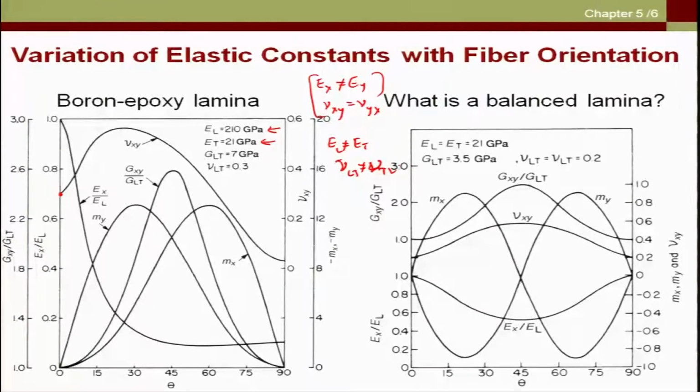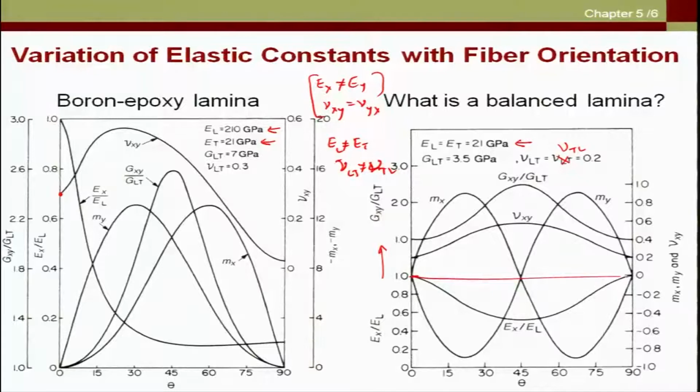With this understanding, let us look at the plots for Ex, mx, my and Gxy for a balanced lamina. Because it is a balanced lamina, El and Et are the same, which is 21 GPa, GLT is 3.5 GPa, and nu Lt should be equal to nu TL, and that is 0.2. Let us look at how Ex changes. It starts from 1 at 0 degrees and keeps on going, and because this is my axis for Ex, it also ends up at the same value 1.